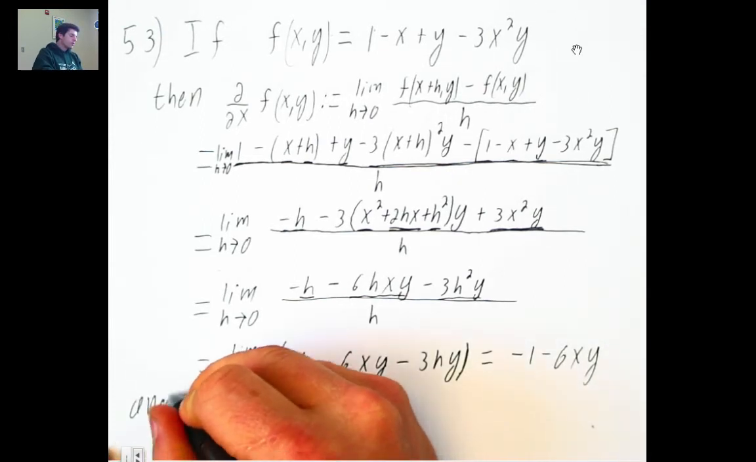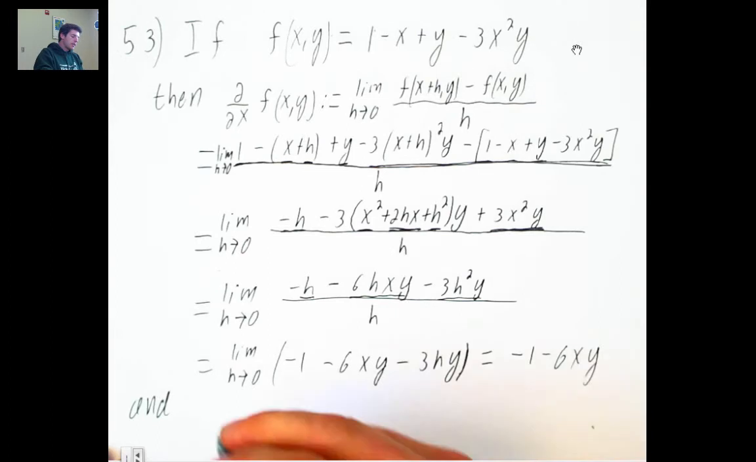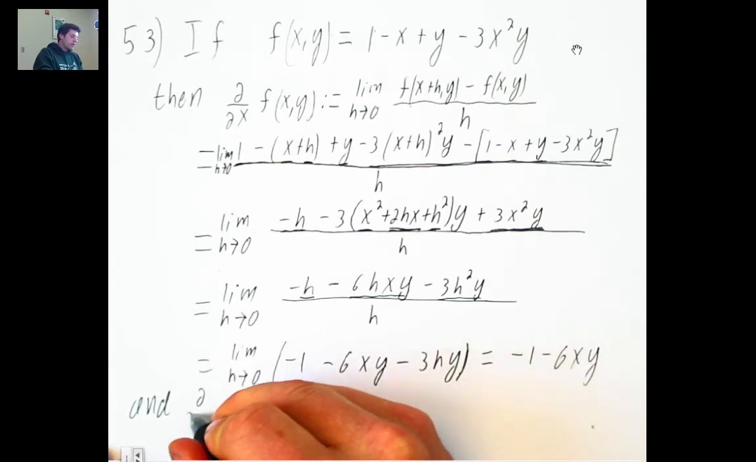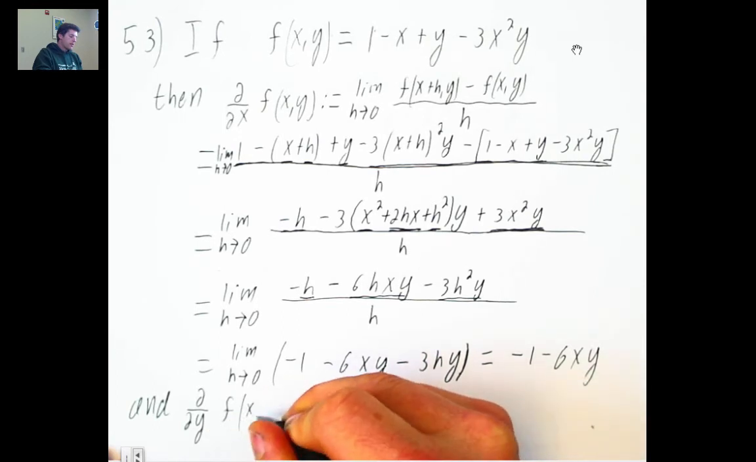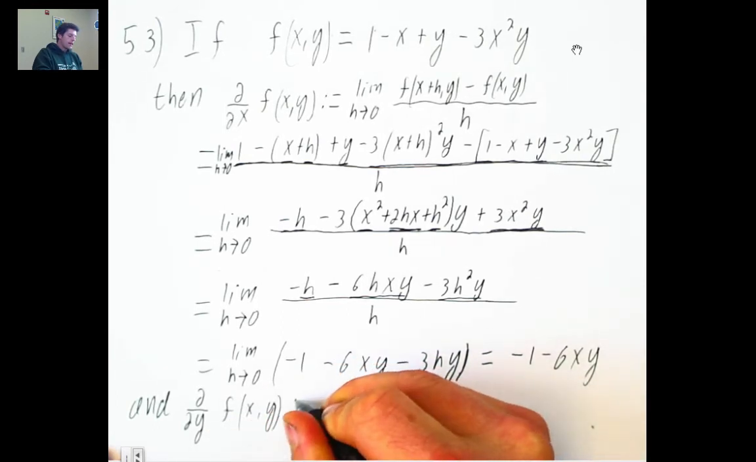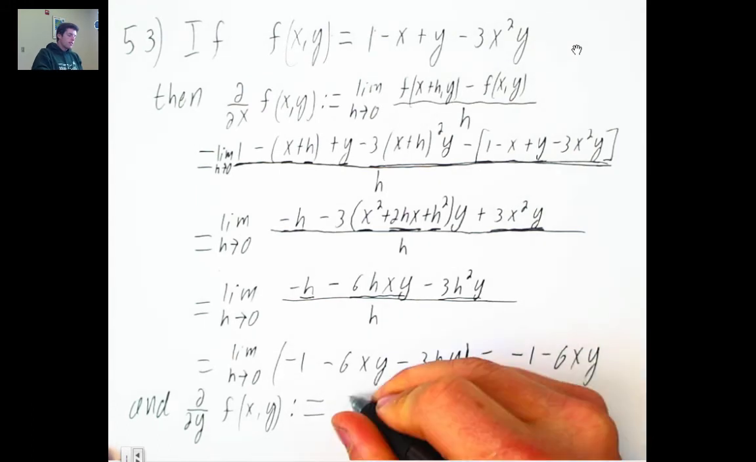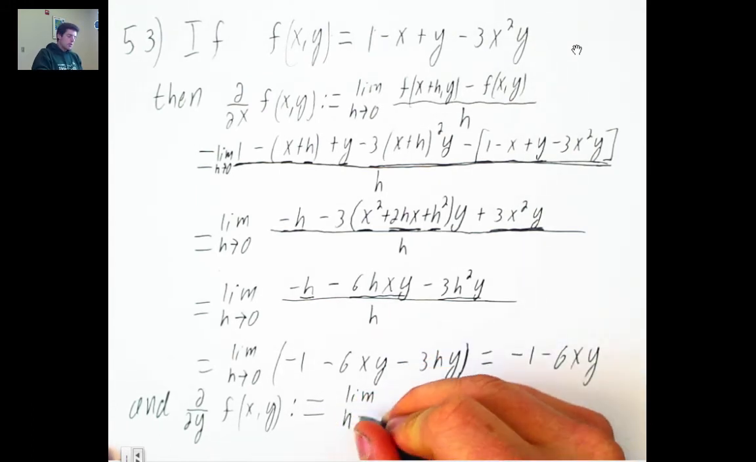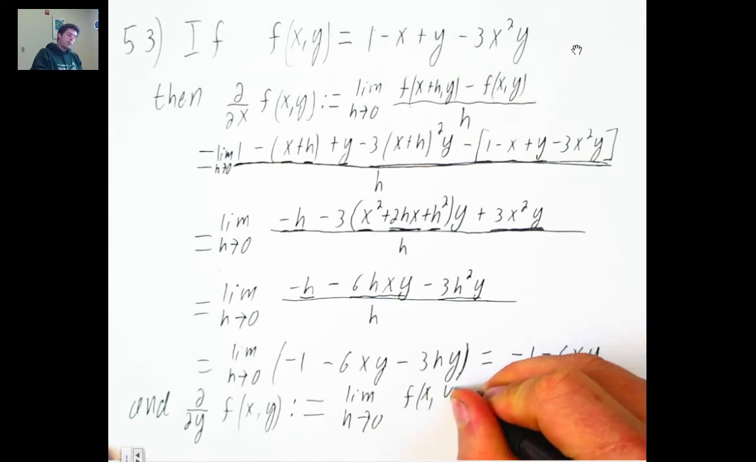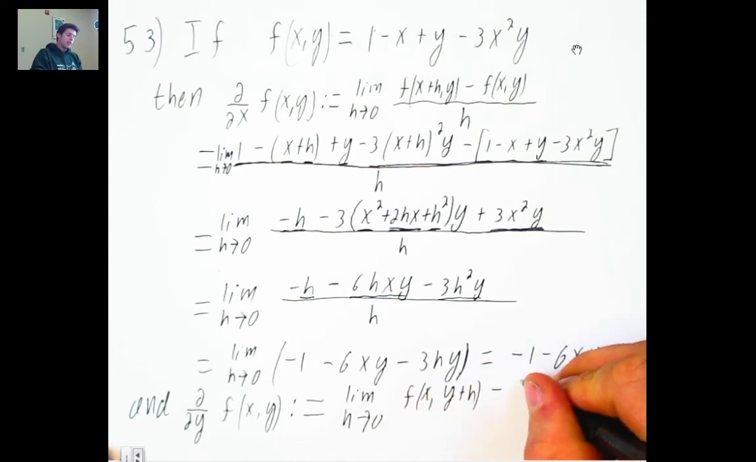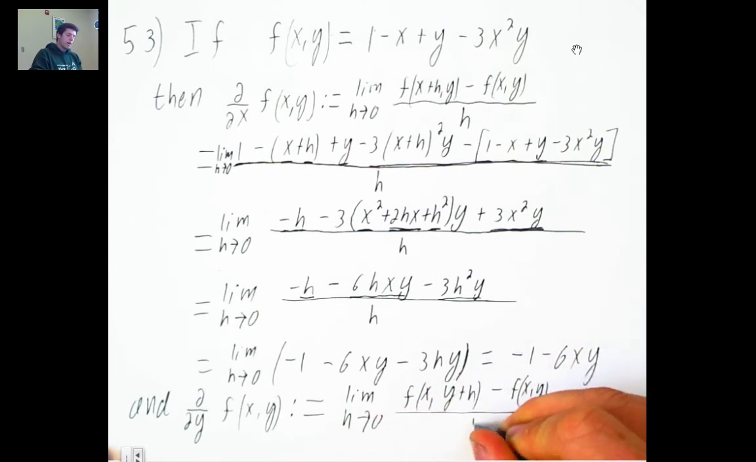In order to finish off this problem, I need also to look at the derivative with respect to y of f, that function evaluated at (x, y). That is defined to be the limit as h goes to 0 of f of (x, y plus h) minus f of (x, y), over h. And so that this video is not of ridiculous length, I will leave the rest to you.